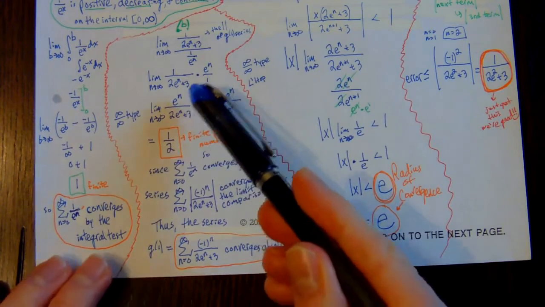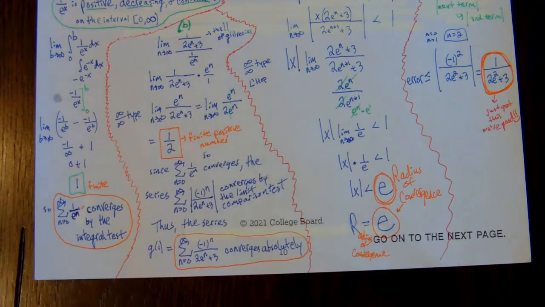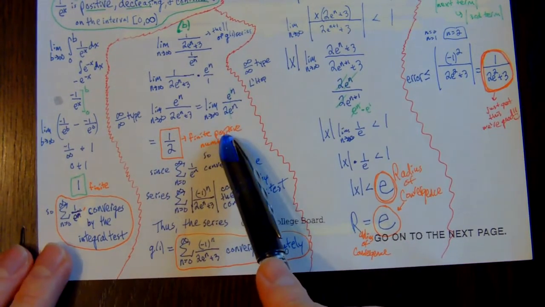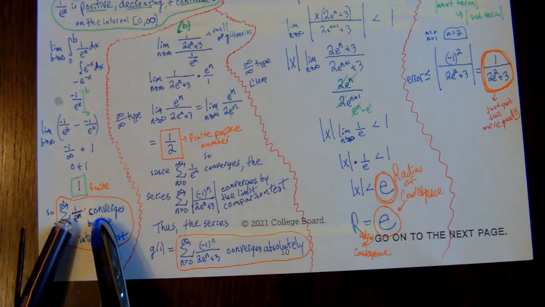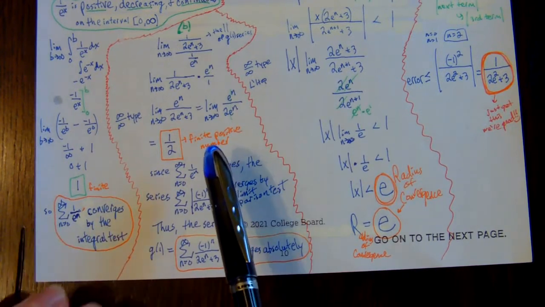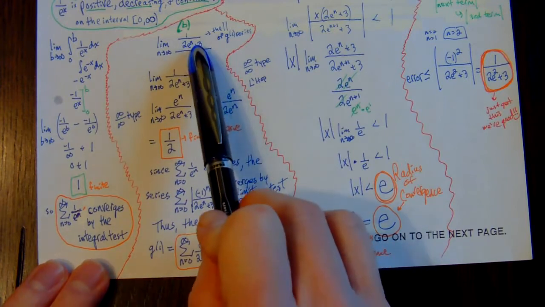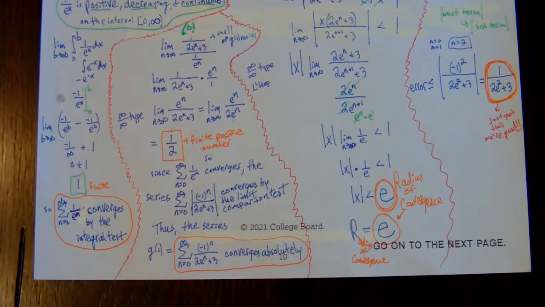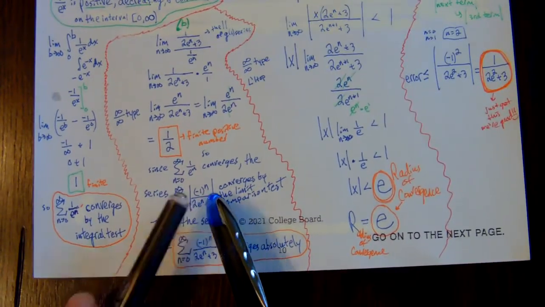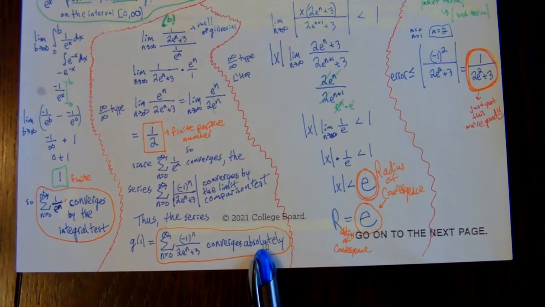But as long as you got this set up good, and you know that's going to be 1/2, then you're good. Now that is a finite positive number, which means both series are going to do the same thing. Since we already have that this comparison one converged by the integral test, this one is also going to converge by the limit comparison test, because that's what we're checking. When I ignore the -1 to the n notation, I'm checking the absolute value of that. If the absolute value of that series converges, then the series in question converges absolutely.